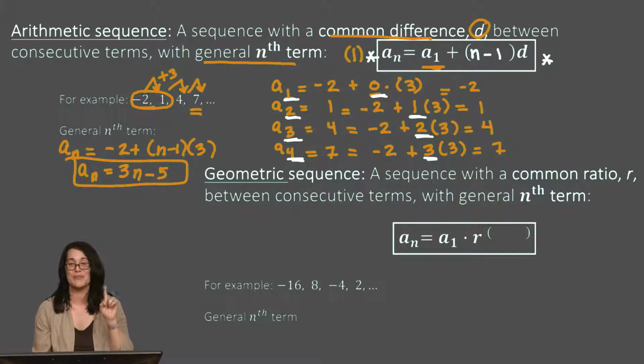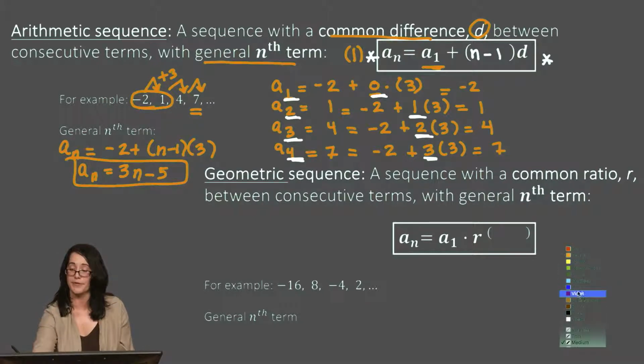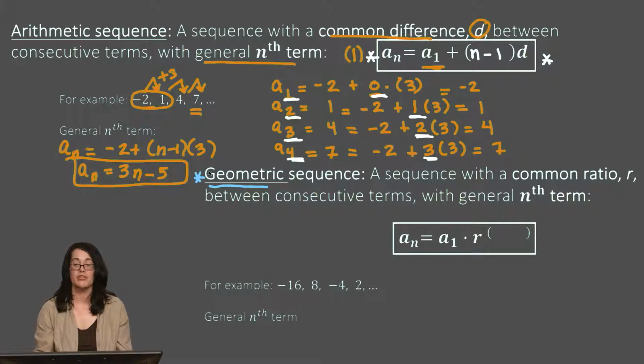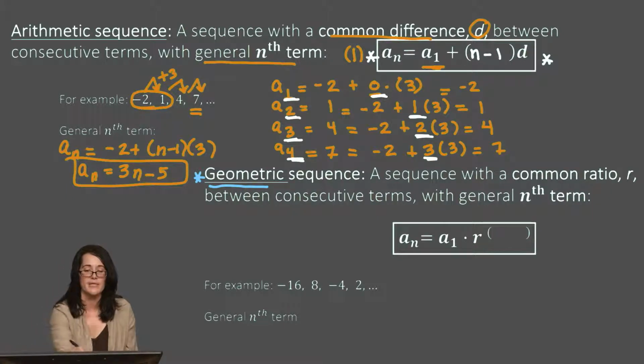Okay, so we've discussed one type of sequence. The one that we're going to describe next is going to occur a lot in your future math classes, and that one is the geometric sequence. Now, just like we mentioned that arithmetic sequences were basically linear equations, similarly, geometric sequences are basically exponential equations, which we studied in a previous series, right?